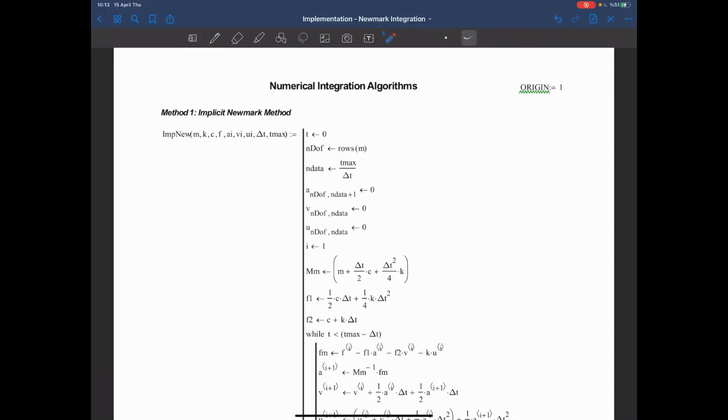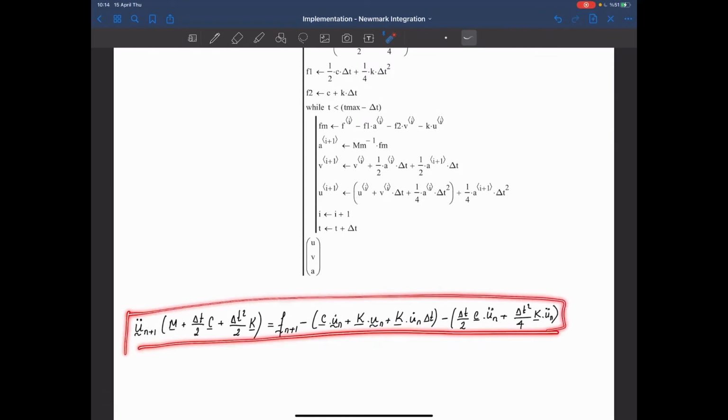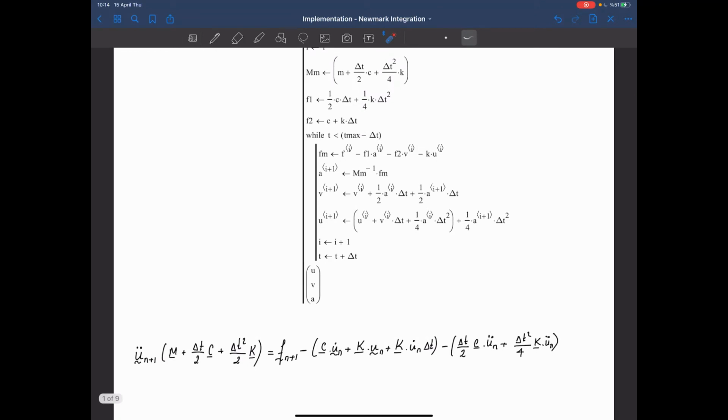Now we will be looking at the implementation of the new methods. This time we will take a look at the multi-degree of freedom systems. Now this is the governing equation. This is the equation that we are going to solve. So this matrix is the M hat matrix, and here I'm calculating that matrix. So these are all matrices. We have the effect of mass, damping, and stiffness matrix. This is the M hat.